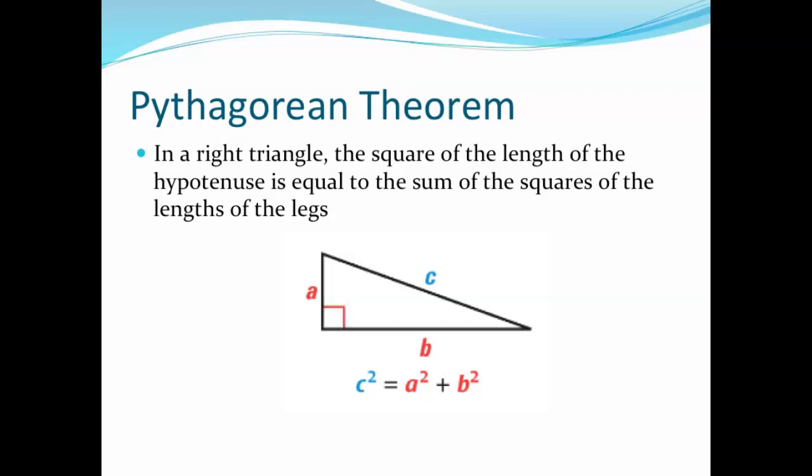Now I'm going to write it a different way. I'm going to write it C squared is equal to A squared plus B squared. And the reason I'm going to write it this way is that it's going to help us later on when we're talking about triangles that are not right triangles. Let's take a look at some examples.